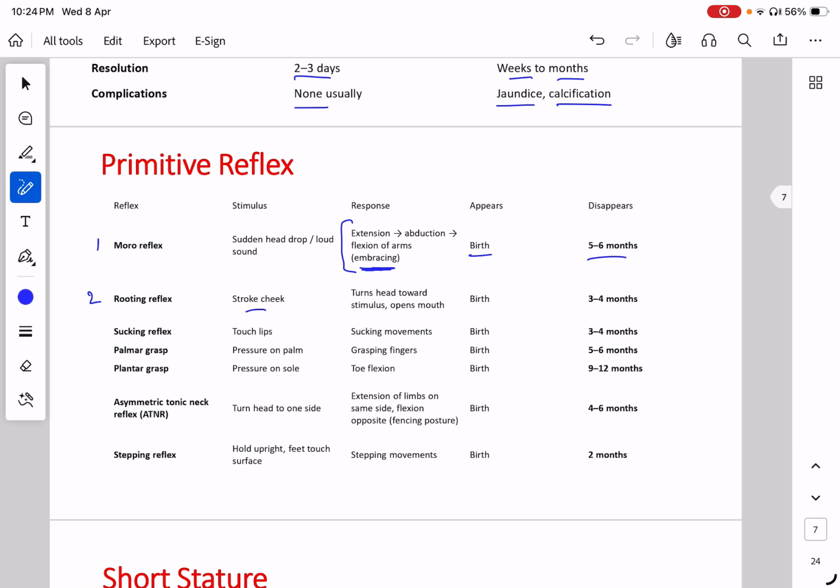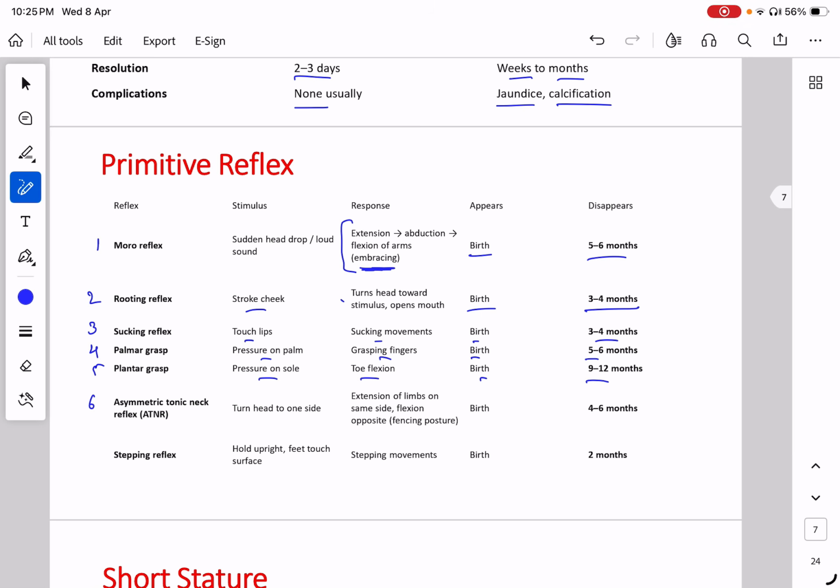Second is the rooting reflex. We stroke the cheek of the baby, they turn the head towards the stimulus and open the mouth. It appears at birth and disappears at 3 to 4 months. Sucking reflex: if you touch the lips, sucking movement appears at birth and disappears at 3 to 4 months. Palmar grasp: if you give pressure on the palm of a newborn or infant, there is grasping of fingers; it is present at birth and disappears by 5 to 6 months. Plantar grasp: pressure on the sole causes toe flexion; it appears at birth and disappears at 9 to 12 months.